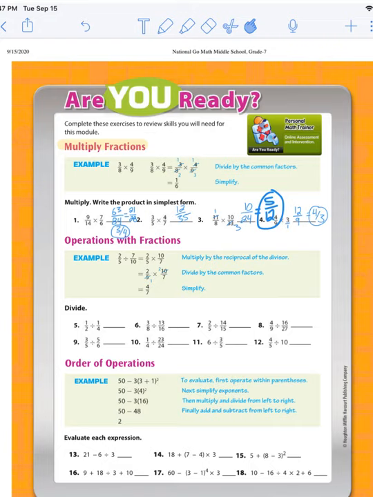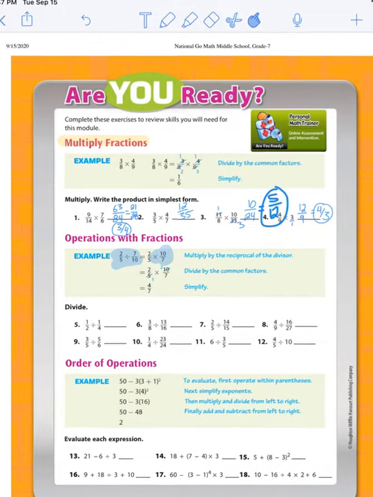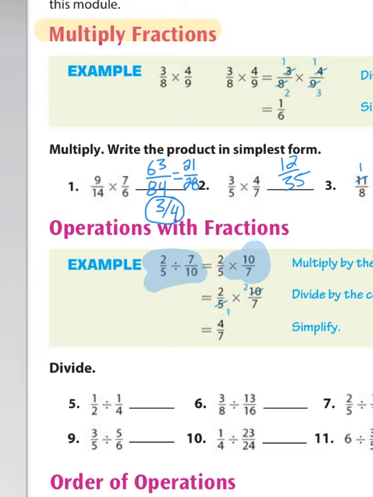So notice in the example, we have 2/5 divided by 7/10. Flip that second fraction to the reciprocal, 10/7, and make sure it's a multiplication sign. All right, I'll show you number 5, and then pause it and see if you can go through 8 on your own. So 1/2 divided by 1/4, we're going to make this multiplication, and then say 4 over 1. 1 times 4 is 4, 2 times 1 is 2. This can be simplified to 2. All right, pause the video, do number 6 through 8 on your own.